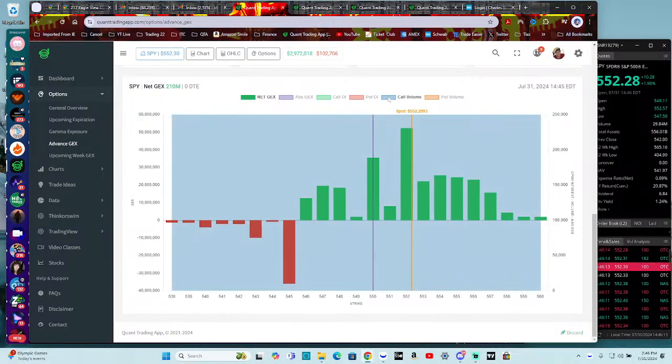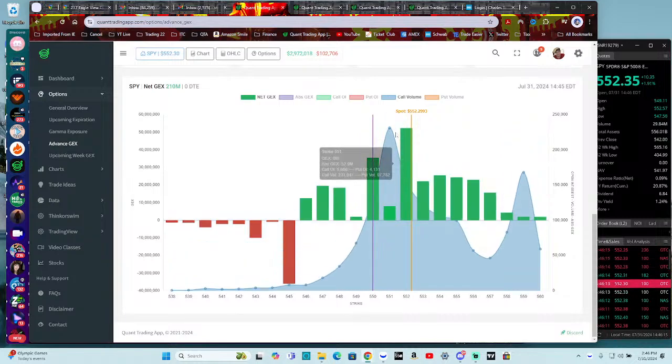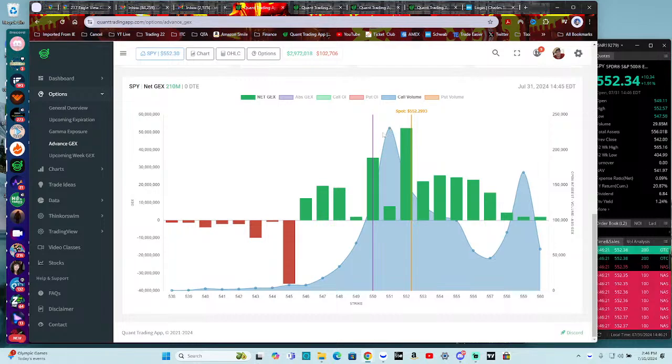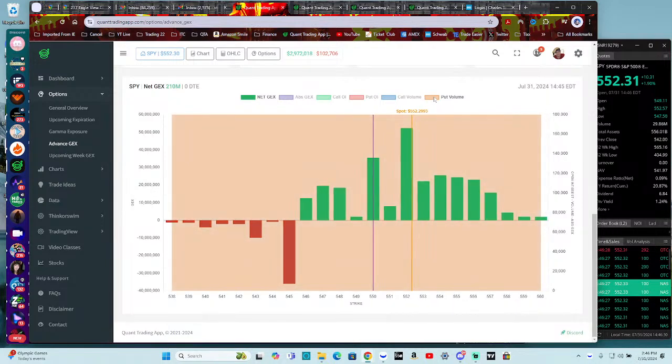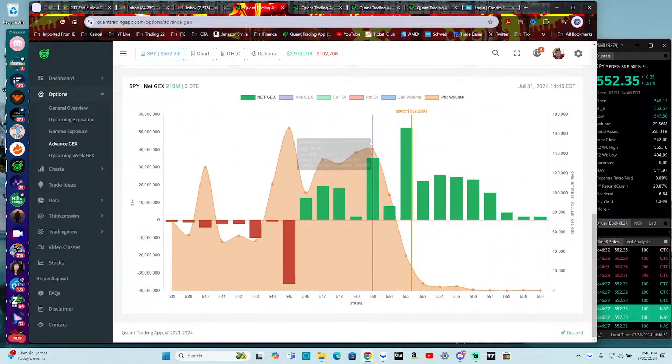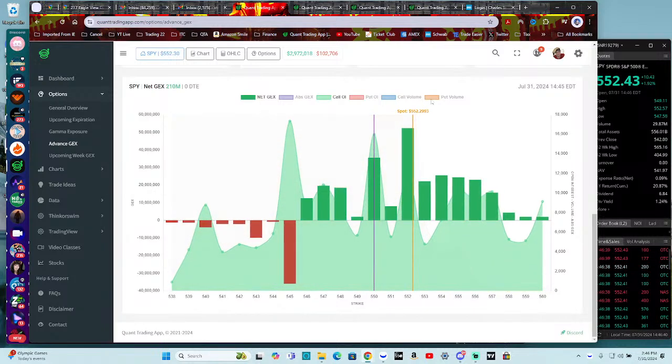The call volume is going to be interesting because we're above this. So now this is actually becoming support, at least in my mind. We traveled over that. Now that call spike is going to be support. Put volume. This comes a little bit of support, and that's the main spike right there. And what about call open interest? Still at 545, call open interest.